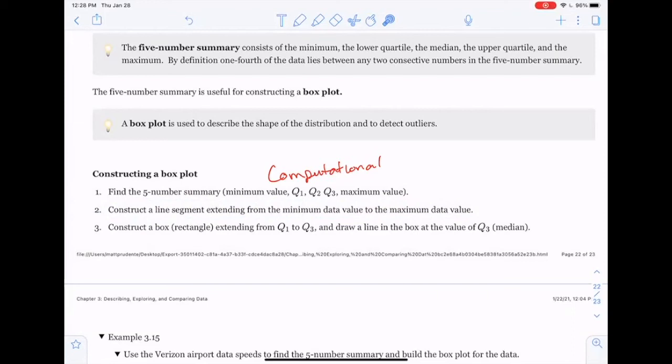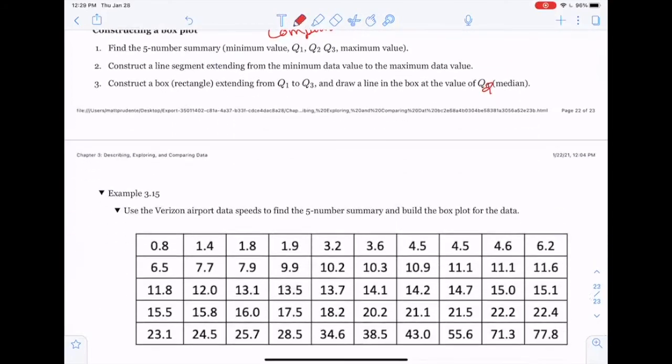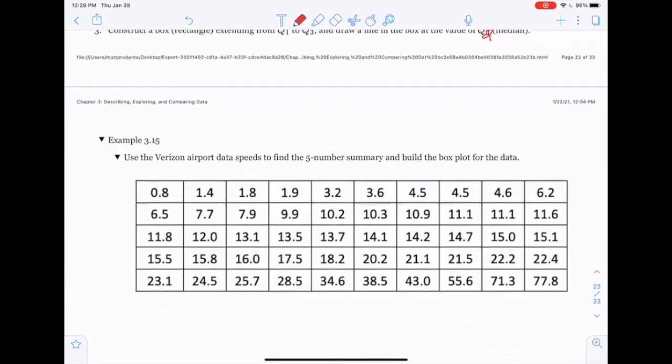And then to get its namesake, we need to somehow draw a box. We're going to draw this box, a rectangle, with one vertical line at Q1, the other one at Q3, and we'll draw the box there. And inside that box, we'll draw a line at the value of Q2, which is the median. And so let's go through all of these things, finding the 5-number summary, which means we'll find the quartiles. We'll construct a box plot for this large set of airport data points.